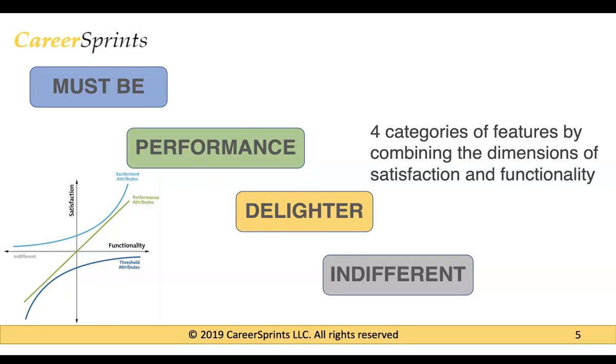Next would be performance. Performance features are also called one-dimensional or linear features because the more you provide them, the better the customer feels about it. For example, if I have 4 bedrooms and 3 bathrooms in my house, I would feel happier about it. That's why in the picture, you can see that performance sits at the top of the satisfaction and happiness scale. In essence, more is better.